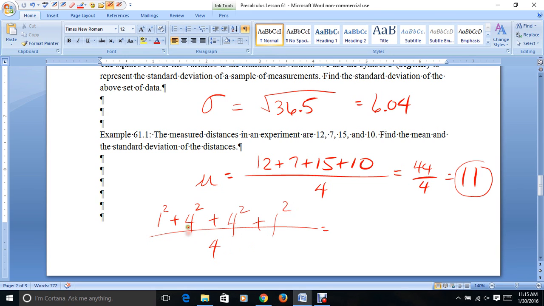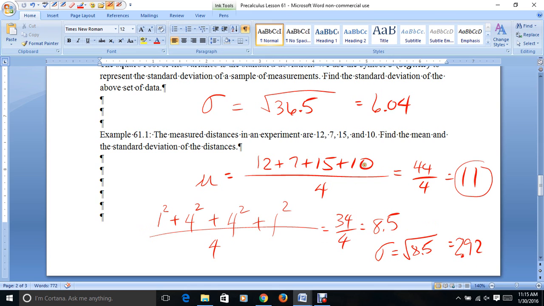So that's 1 plus 16 plus 16 plus 1, so that's 32, 33, 34 over 4, which is exactly 8.5. And then you take the square root of that for sigma. Square root of 8.5 is about 2.92.